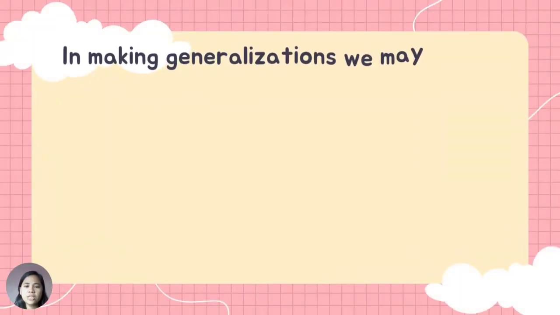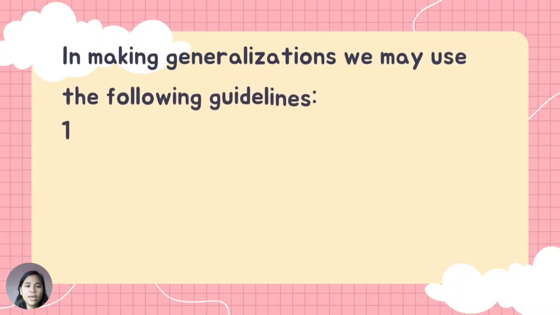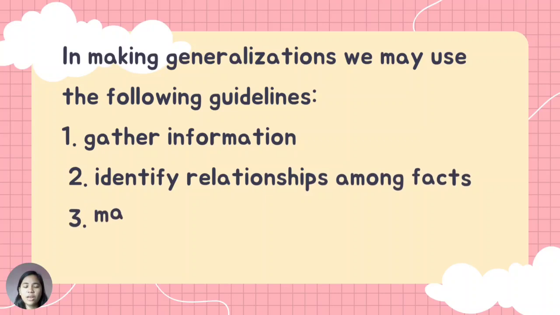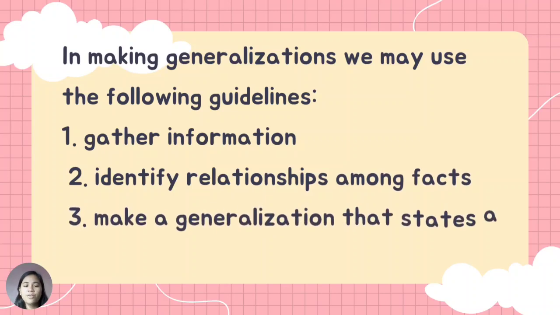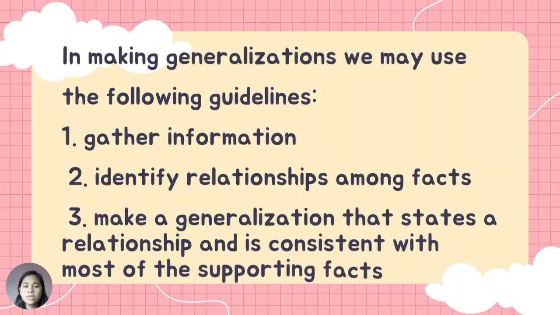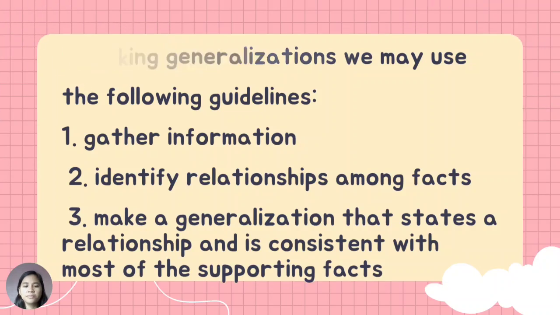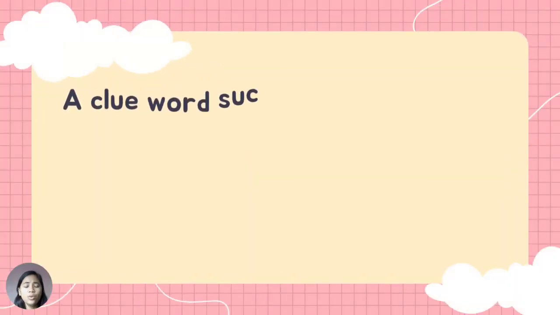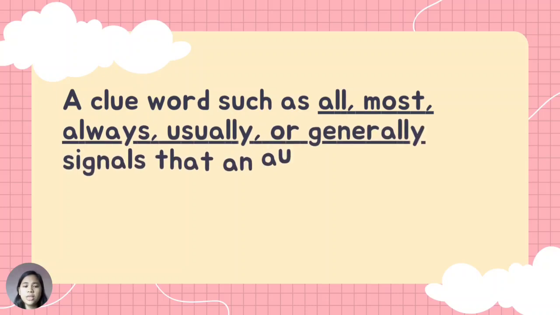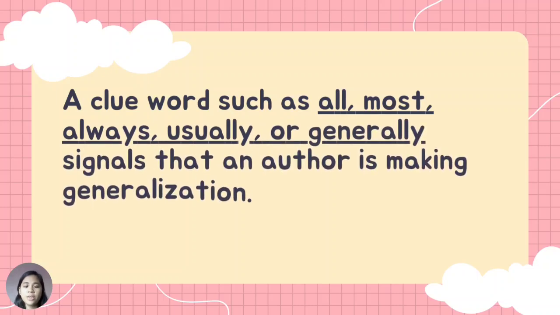In making generalizations, we may use the following guidelines. First, gather information. Second, identify relationship among facts. Third, make a generalization that states a relationship and is consistent with most of the supporting facts. A clue word such as all, most, always, usually, or generally signals that an author is making a generalization. Let us read an example of that.